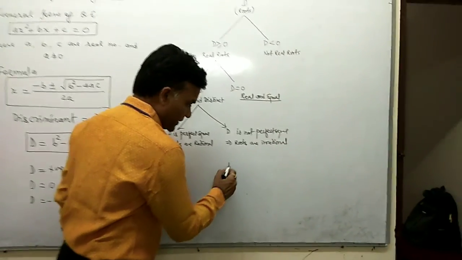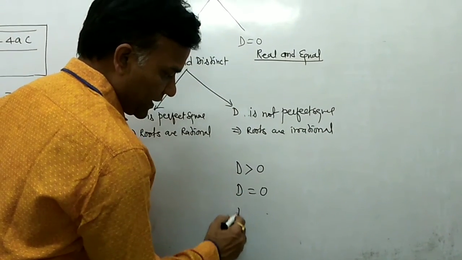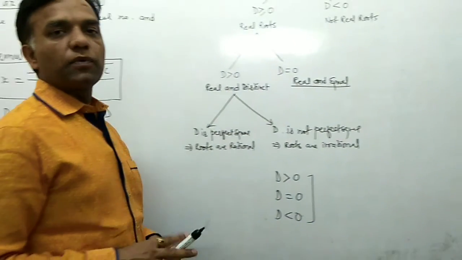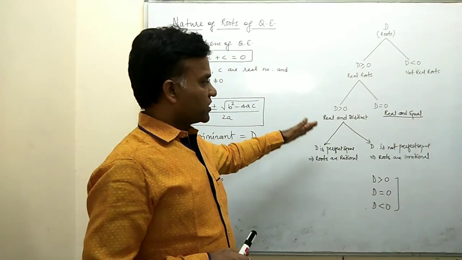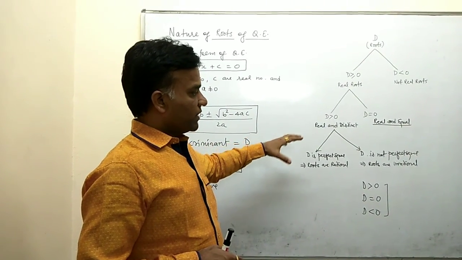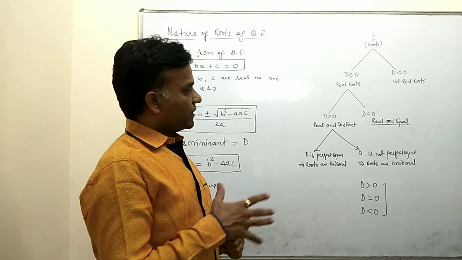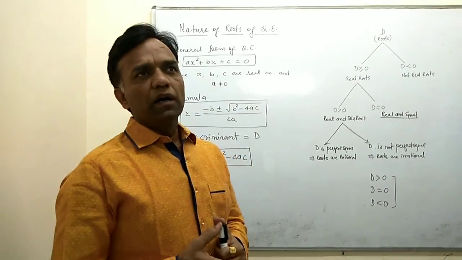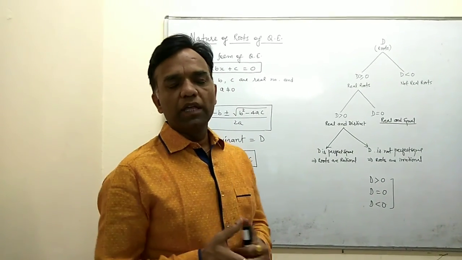So there are three possibilities: D greater than 0, D equal to 0, and D less than 0. These are the basic three conditions for the nature of the roots, and you write down their nature according to the condition given. Any type of question may be asked in the examination related to the nature of the roots.